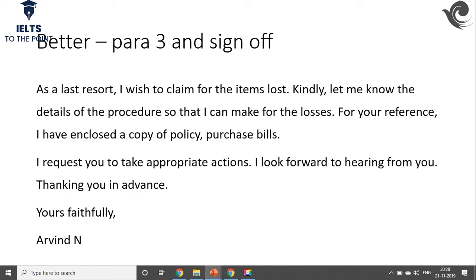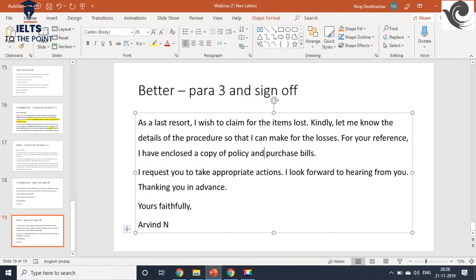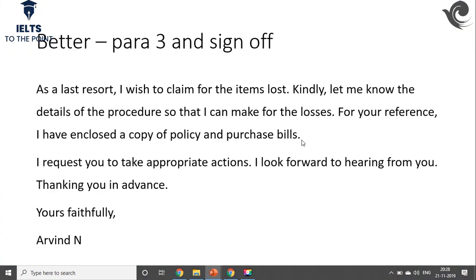Kindly let me know the details of the procedure so that I can make the claim for the losses. For your reference, I have enclosed a copy of policy and purchase bills. Okay. Even I made the same mistake: and purchase bills. If you want to add something to this, you can definitely say I have enclosed a copy of policy, purchase bills, and the FIR with the police station. Okay, so you can add that as well.